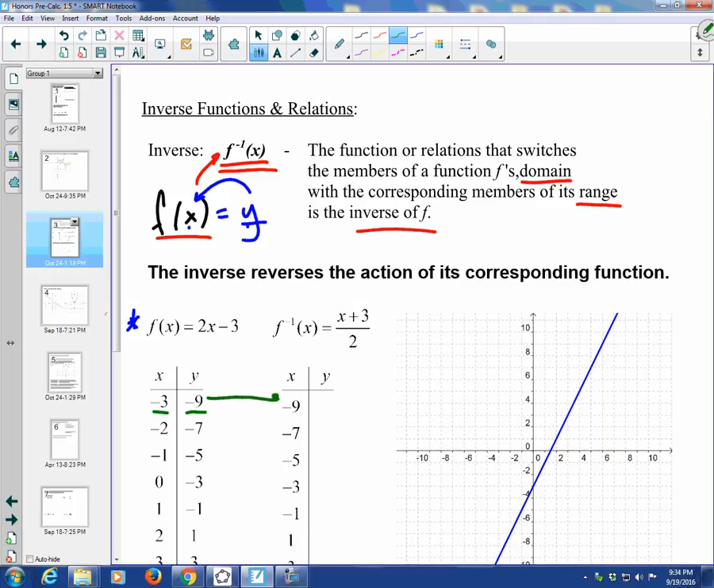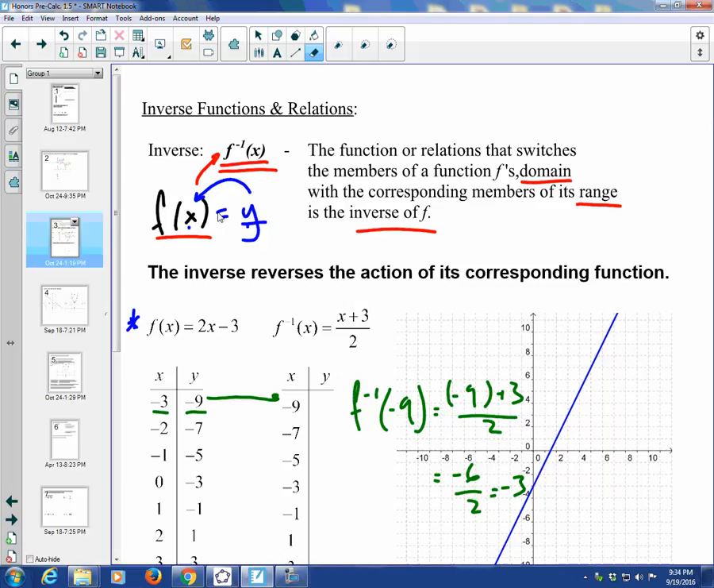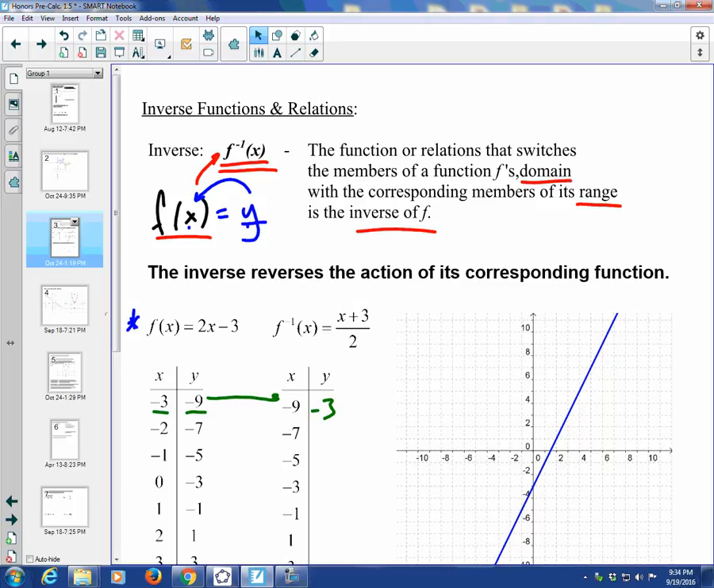Now, if these guys are actually inverses, then f inverse should take an output of f and give the corresponding input, right? So let's take, for example, negative 9. So if we take negative 9 as an input of the inverse, then right here we would say f inverse of negative 9 would be (negative 9 plus 3) divided by 2, which is going to be negative 6 divided by 2, or negative 3. So what we can say then is that, of course, that inverse relationship works for the ordered pair (-3, -9). When we plug negative 9 into f inverse, we get back negative 3.